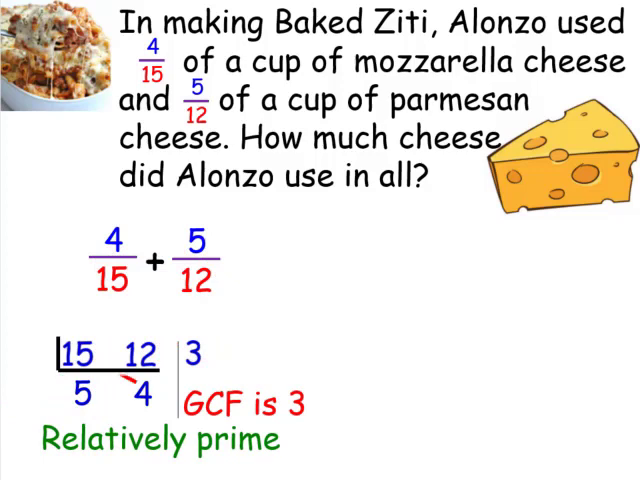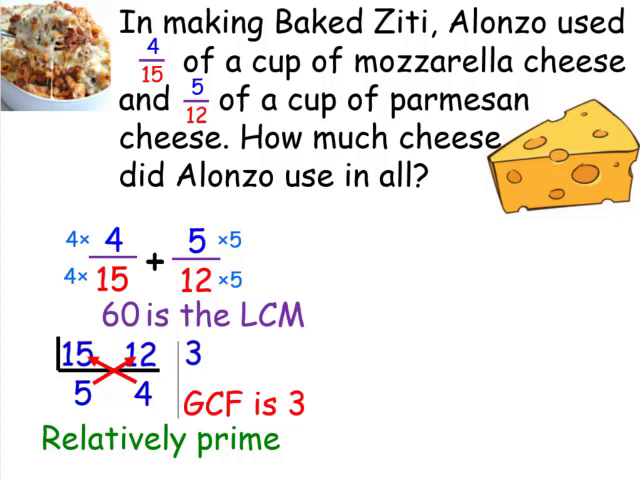We can multiply 4 times 15. Therefore, the fraction with a denominator of 15 will multiply the top and bottom by 4, and we'll multiply 5 times 12. This means the fraction with a denominator of 12 will multiply top and bottom by 5. Our LCM would be 60, since 4 times 15 is 60, as well as 5 times 12.